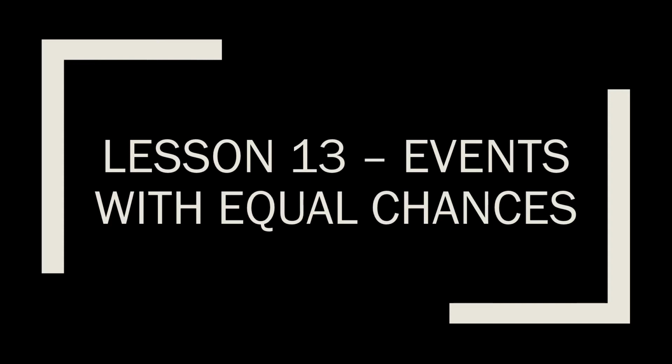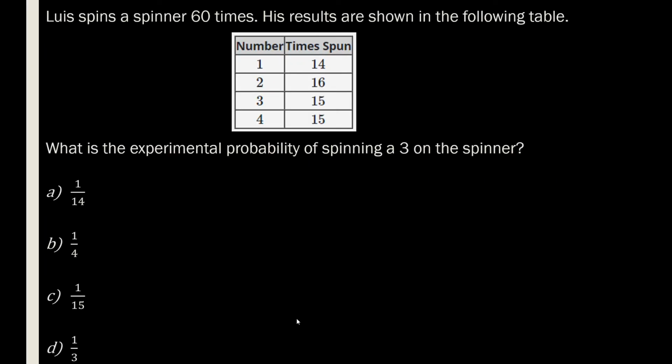In this video, I will be going over lesson 13, which is about events with equal chances. All right, our first question says that Luis spins a spinner 60 times, and his results are shown in the following table. What is the experimental probability of the spinner landing on a 3?